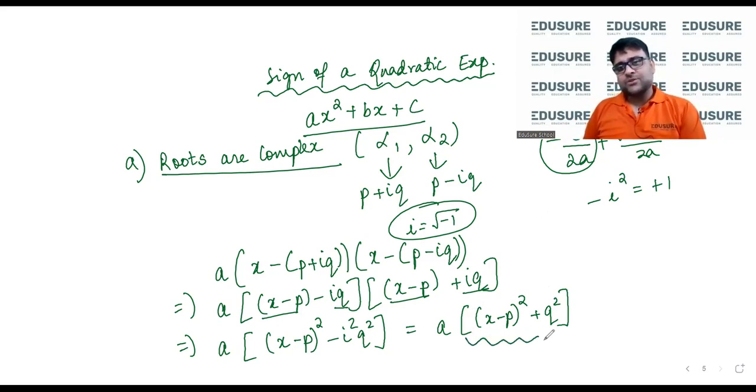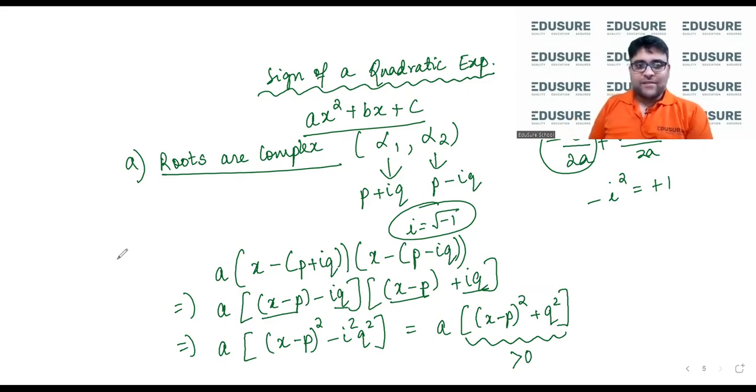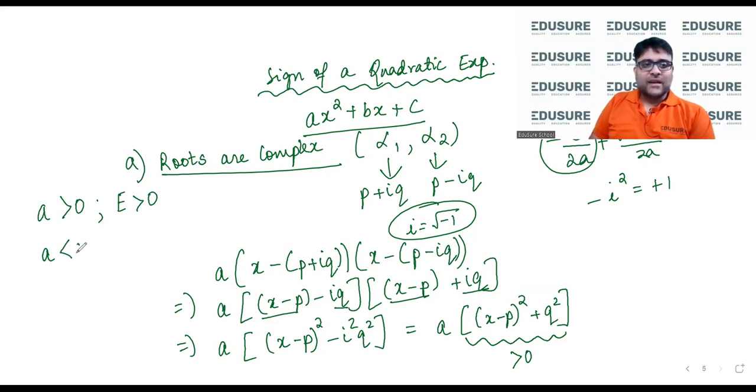So this expression will always be positive. This expression is a whole square format, x minus p square plus q square. This is a square format. So if this is a square format multiplied by a, now, obviously, this entire expression will be positive or negative depending on the value of a, right? If a is positive, the expression, I call it e, will be positive. If a is negative, the expression e will be negative.